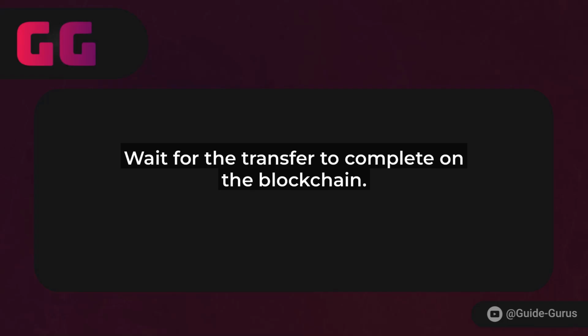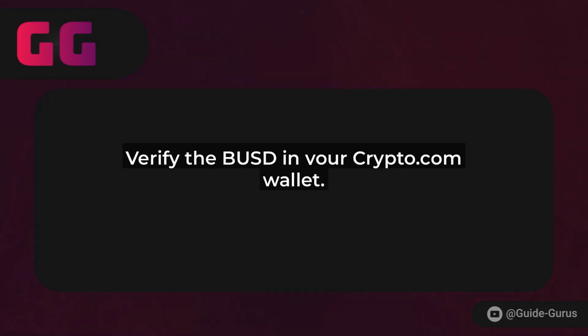Finally, once it's done, check your Crypto.com wallet to ensure the BUSD has arrived. Always prioritize security. Use hardware wallets for large amounts and stay updated on crypto best practices. There you have it. That's how you send BUSD from Trust Wallet to Crypto.com in 2025. It's easier than it sounds, right?